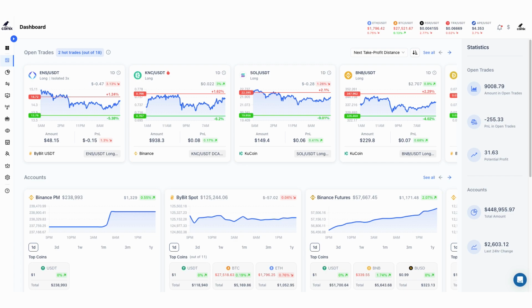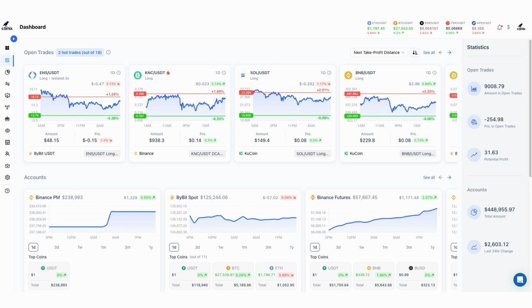This video will walk you through the concept of hedge mode and how to configure it on Cornix. Hedging is a risk management strategy used to reduce risk in an investment by taking an opposite position in a related asset. In cryptocurrency, when using hedge mode, you can hold positions in both long and short directions at the same time for the same trading pair.